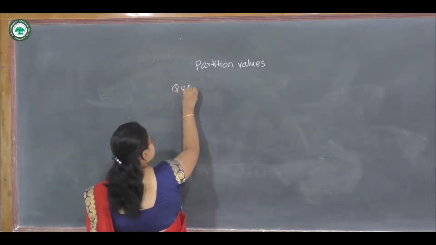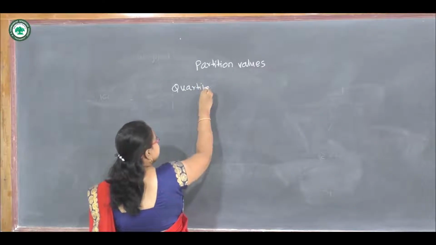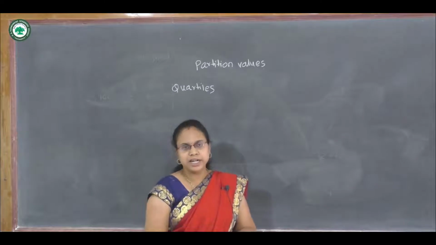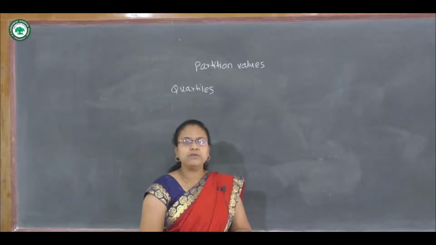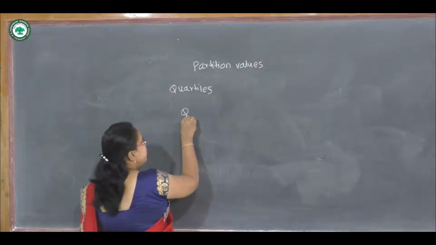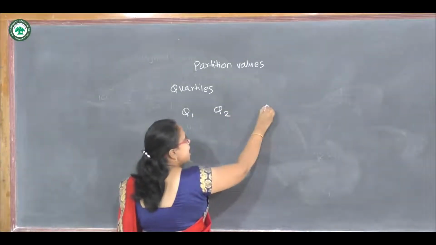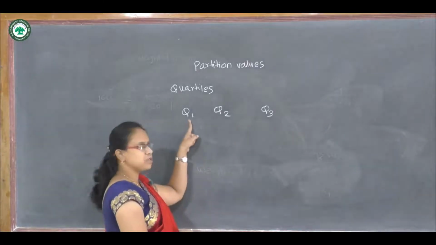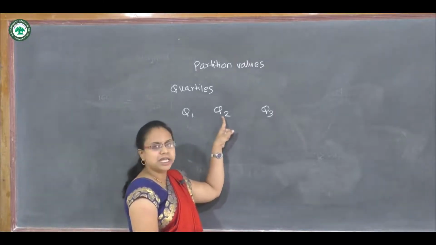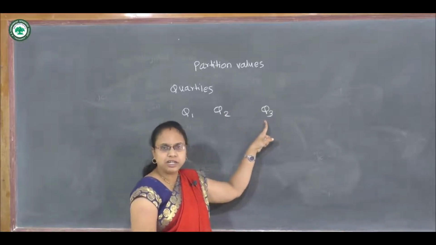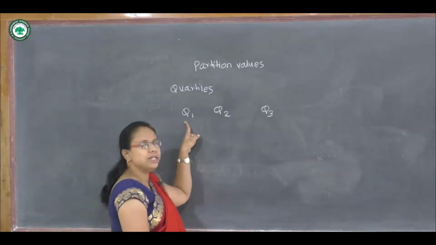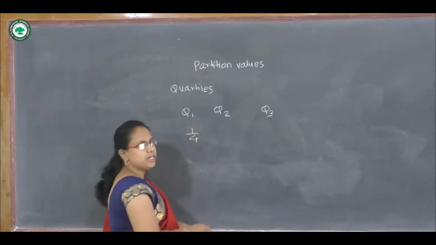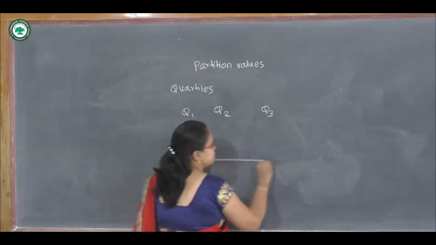First is quartiles. So quartiles means which divides the entire data, entire observations into four equal parts. They are denoted by Q1, Q2 and Q3. So these three quartiles are called, this is the first quartile Q1, Q2 is the second quartile and Q3 is the third quartile. Here Q1 divides the data into 1 upon 4. So 1 is to 4 parts.